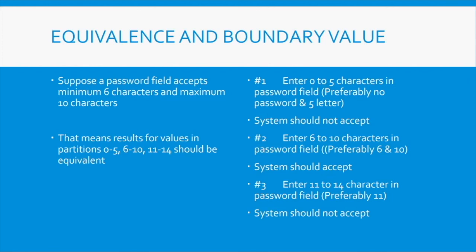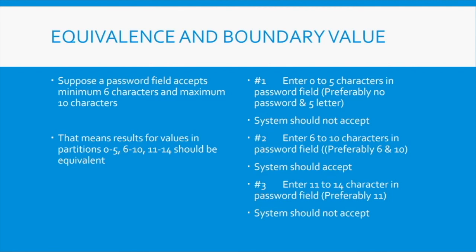So now we enter 0, which means we are not going to enter any password, and we press enter. Then we should expect an error to be displayed. In the same way, you want to enter a password of length 5, and you should see that the error is also displayed, because the minimum should be 6 characters. That should be your invalid test. You also need to do your valid one. So you enter 6 characters and it should be accepted, and you also enter a password with 10 characters, and that should also be accepted.